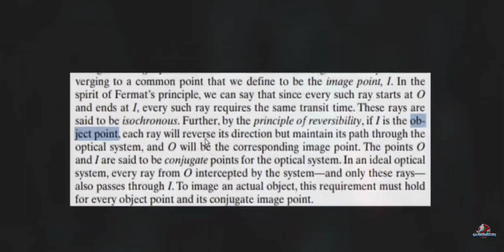So going further with that, there's a principle in geometric optics called the principle of reversibility. Further, by the principle of reversibility, if I is the object point, each ray will reverse its direction but maintain its path through the optical system, and O will be the corresponding image point. The points O and I are said to be conjugate points for the optical system. So the principle of reversibility states that you can swap the object point with the image point, reverse the light, and it will be mappable within your geometric field of view. That is a requirement for image formation, is this principle of reversibility.